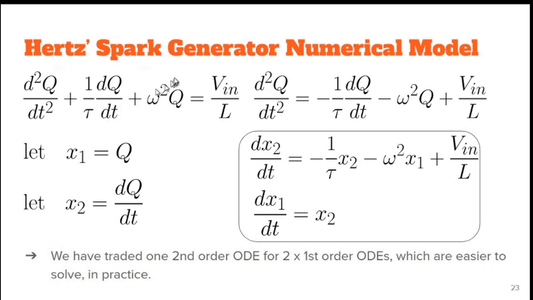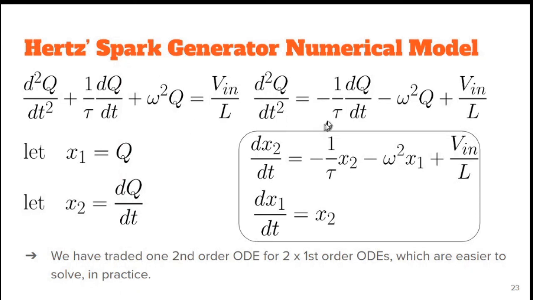So this is just a rewriting of our original differential equation. Now what I'm going to do is define two variables. I'm going to call one variable x1, and that's going to be the charge, big Q. And I'll define the derivative of Q with respect to time, which is actually the current, as x2. So we have x1 and x2, which correspond to big Q and the time derivative of Q.